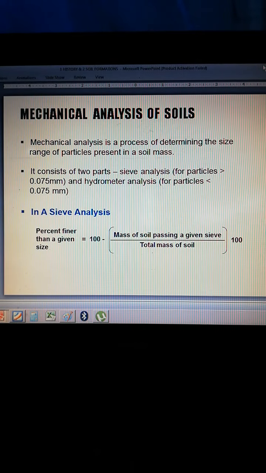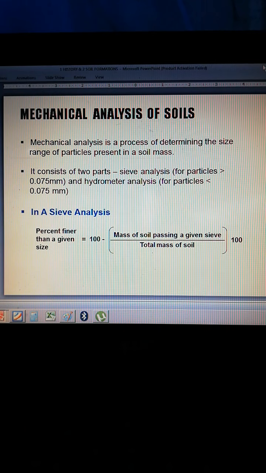Hello, good afternoon everyone. Now my first video will start with mechanical analysis of soils. This is in chapter 2 and we are already in chapter 4, supposedly. But I think this needs some explanation. Then mechanical analysis of soil will be about analyzing the soil, especially its sizes.